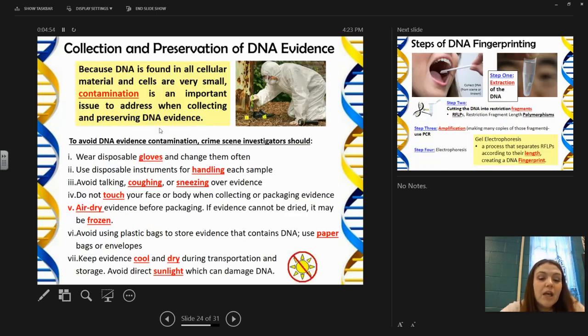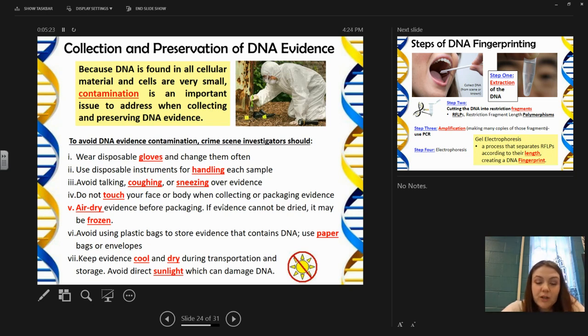This will be our last slide. So just a little reminder of how to collect this evidence. Collection and preservation of DNA evidence. Because DNA is found in the cellular material and cells are very small, contamination is an important issue to address when collecting and preserving DNA evidence. To avoid DNA evidence contamination, crime scene investigators should wear disposable gloves, use disposable instruments when handling each sample, avoid talking, coughing, sneezing, really should be dressed all out like this.